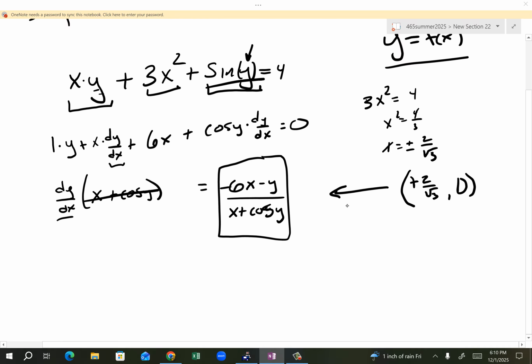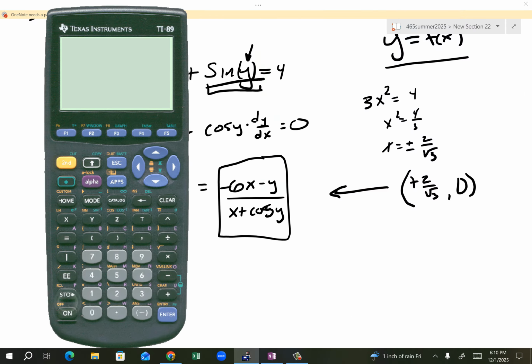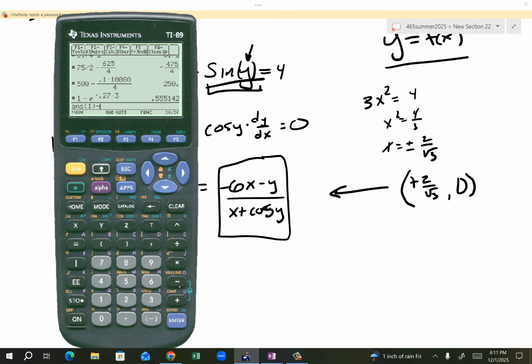And so what is it? I don't know. Let's get a calculator out and see what happens here. So what is negative 6 times 2 divided by square root of 3 minus 0. I don't know, but it's probably negative. Divided by parentheses, this is 2 divided by square root of 3 plus 1. Because the cosine of 0 is 1, last I checked. So the answer is, oh, for God's sakes. Clear. The answer is this number here. So the answer is negative 3.